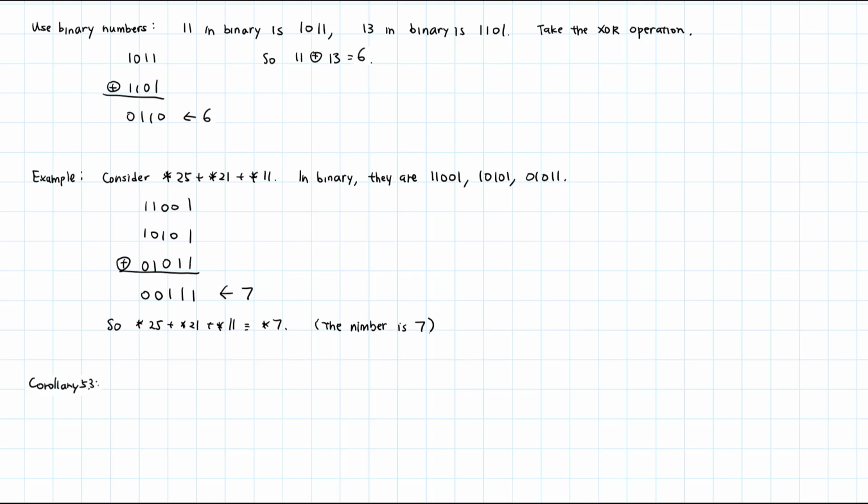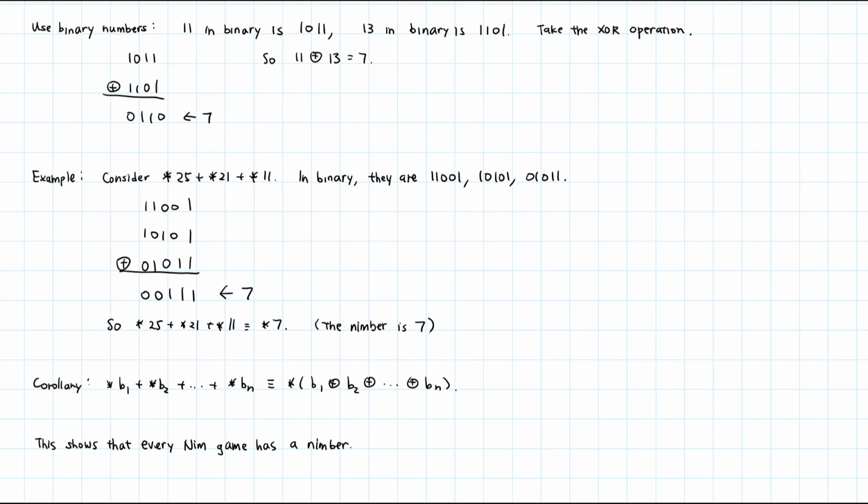Generalizing this process gives the following result. Star B1 plus star B2 plus all the way up to star Bn is equivalent to the star of B1 plus B2 plus all the way up to Bn. This result tells us that every nim game is equivalent to a nim game with one pile. So, in particular, every nim game has a nimber. So why do we care about reducing a nim game down to one pile? As it turns out, we can find a winning strategy for nim in this way.